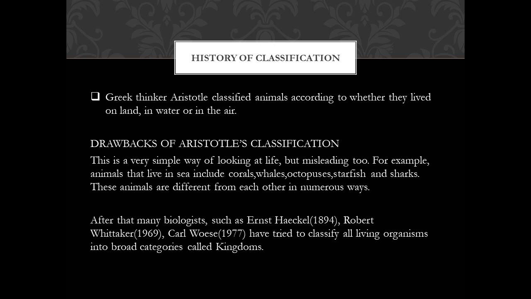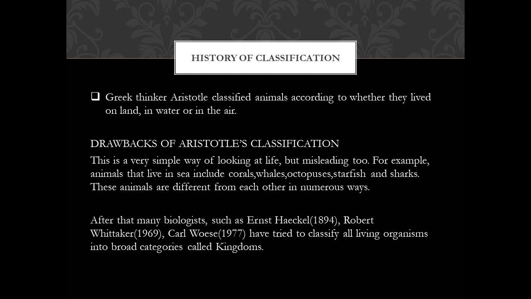Greek thinker Aristotle classified animals according to their living environment, that is, whether they lived on land, in water or in the air. But the drawback of Aristotle's classification is that it is a very simple way of looking at life and misleading too. For example, animals that live in the sea include corals, whales, octopuses, starfish and sharks. We can immediately see that these are very different from each other in numerous ways. In fact, habitat is the only point they share in common.